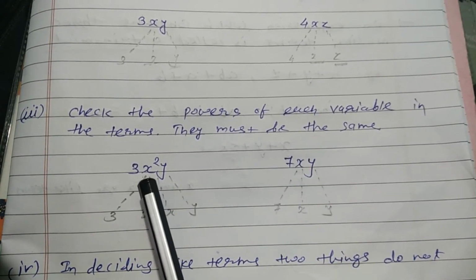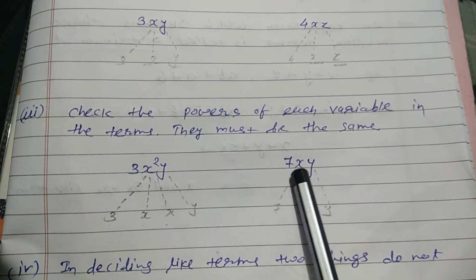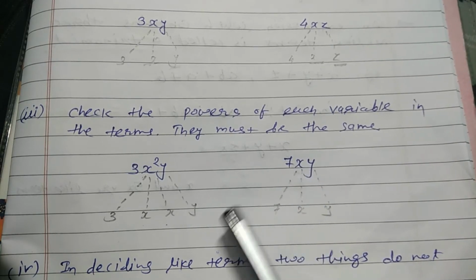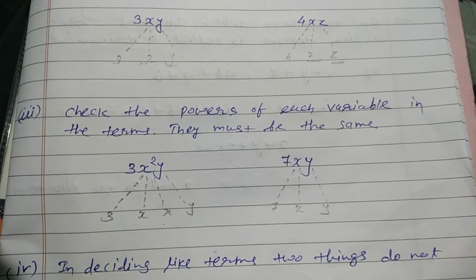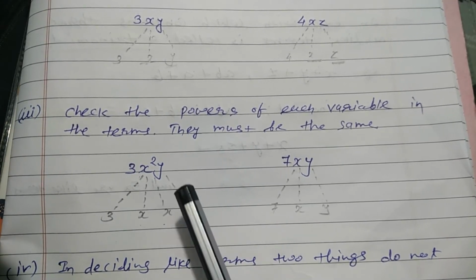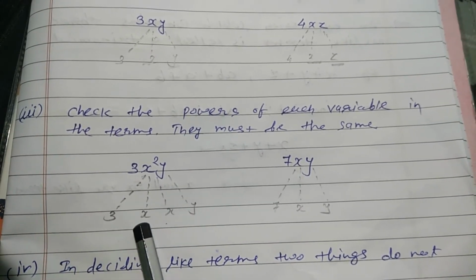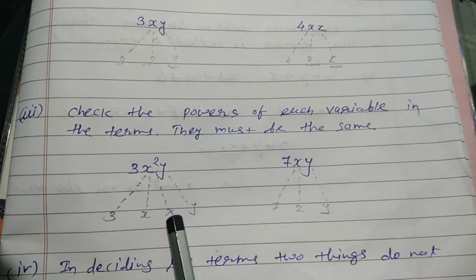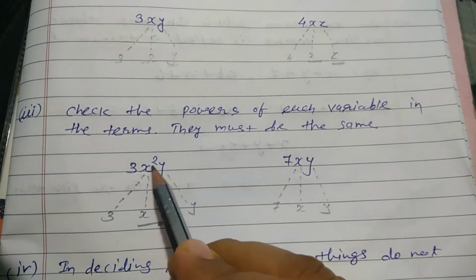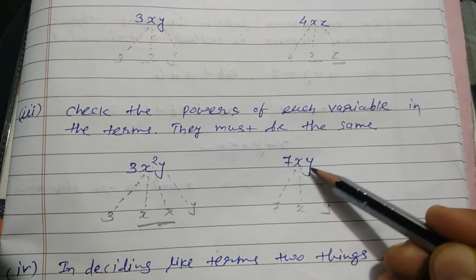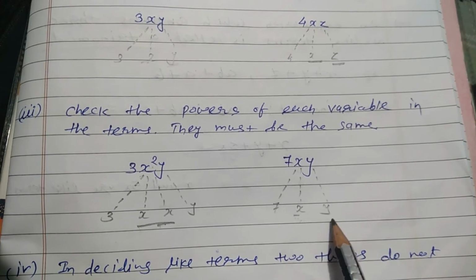Now when we see the variables, here variables are x and y. Similarly in this term 7xy, variables are x and y. So what comes to our mind is that these two terms are like terms, but no, you have to see the power of the variable. When we further factorize 3x square y, we get algebraic factors x, x and y. X comes 2 times here. When we further factorize 7xy, we get algebraic factors x and y.